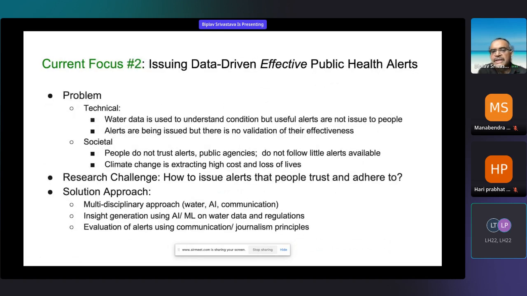The second problem is, can we actually issue alerts based on water quality data which people will follow? Today, even if we know that the water is bad and unfit for people, we don't issue alerts. And even if we issue alerts, people are not willing to take them up. So how do we generate alerts that people are going to follow? It is a multidisciplinary approach, and we are tackling that with people in water, in AI, and in communication, which is in journalism. So we are looking at how to generate alerts and also evaluate them using communication principles.